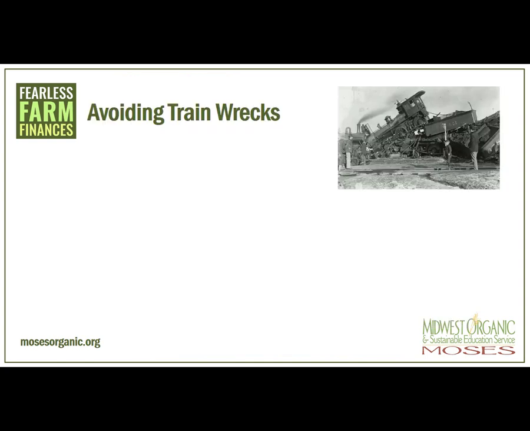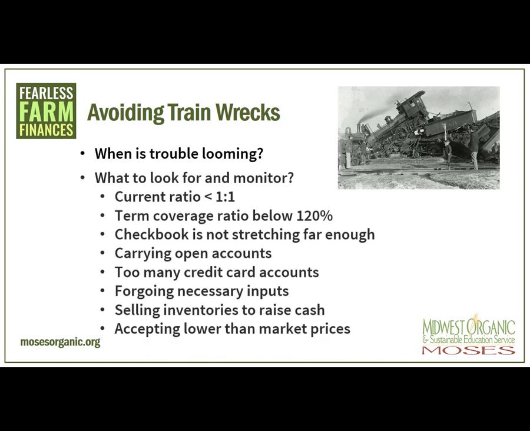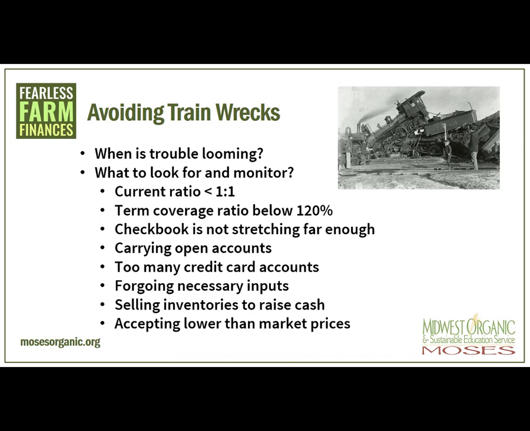So how do we avoid train wrecks? Nobody wants to be in a train wreck. Are you able to identify when trouble is looming? It's on the horizon. So what do you look for and what do you monitor? We've talked about some of this already, but we look at our current ratio. Where is our current ratio at? If it's not at least 1 to 1, we need to dig a little bit deeper and figure out why it's not at 2 to 1.